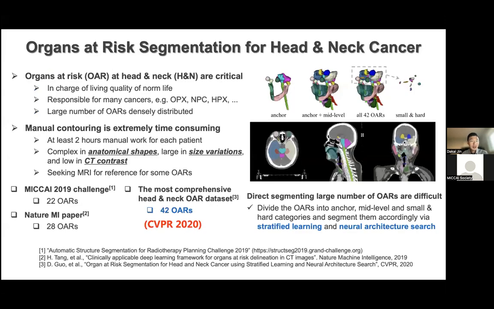region. There are a lot of healthy organs in our head and neck area. They are in charge of the quality of our normal life, like the parotid, the vision, the smelling, the hearing, all these things. So those healthy organs need to be accurately contoured to avoid radiation exposure.